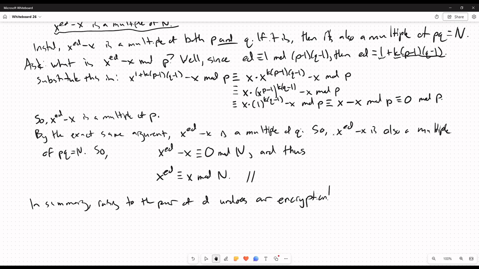Don't we love RSA encryption? It's very nice. So there you go. That's why this central property is true.